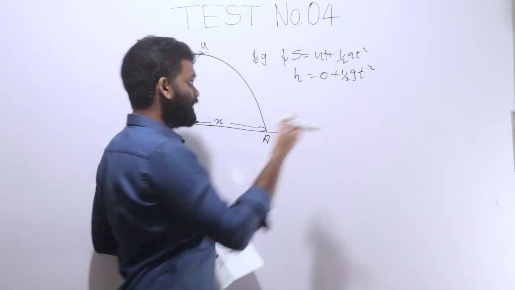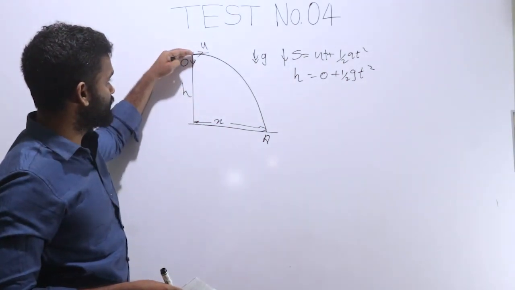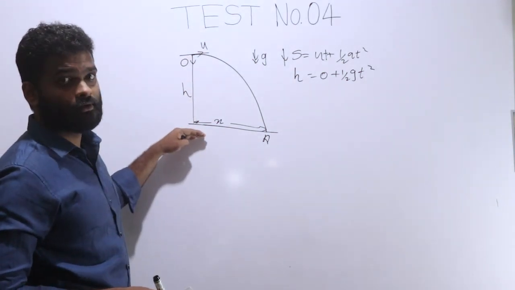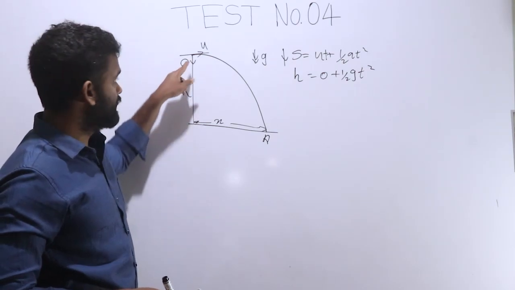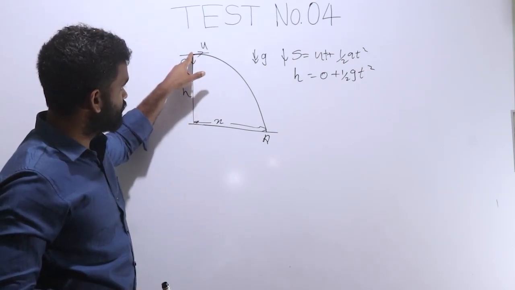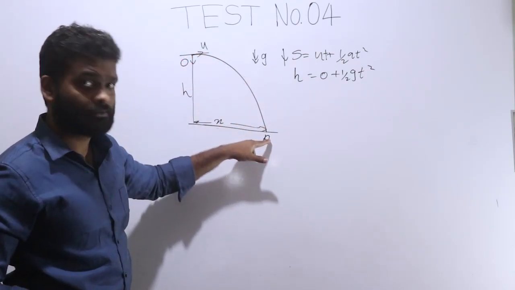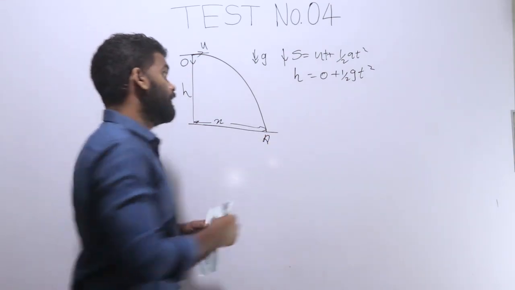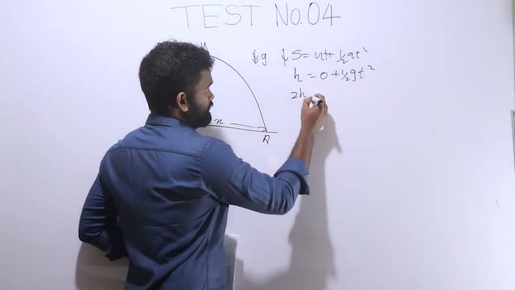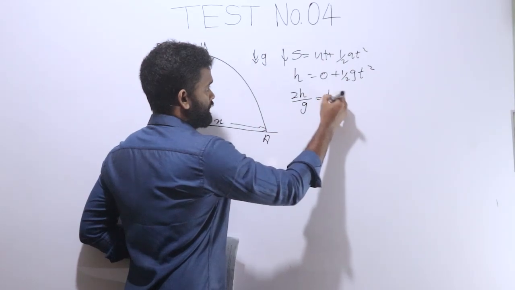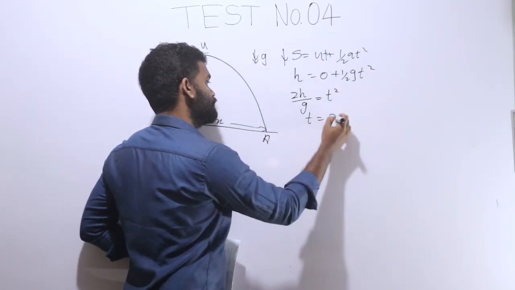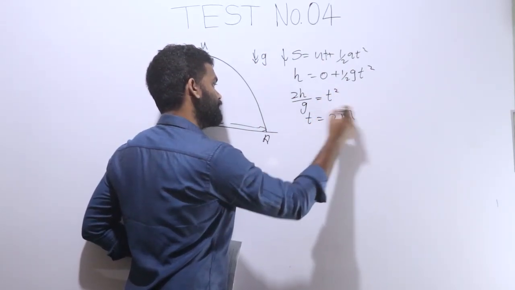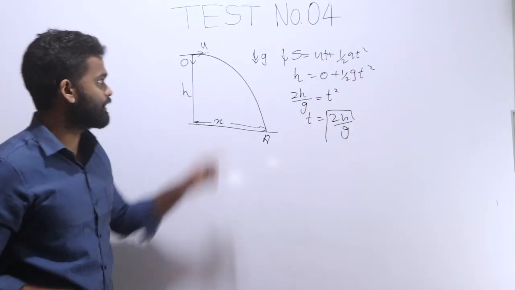Then we need to find the time for the object to go from here to here, because that is the same time that the object takes to move along this parabolic path. 2h divided by g equals t squared, then t is equal to the square root of 2h over g. This is the time taken for this motion.